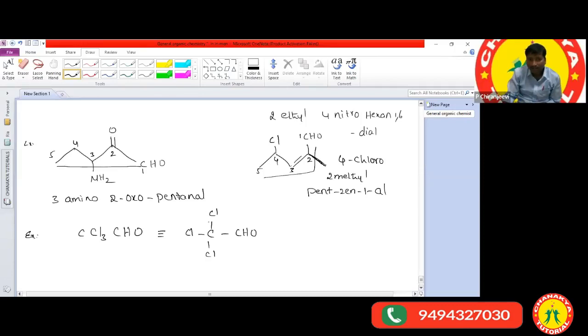It's chloromethanol? No, I'm asking the IUPAC name, not the common name. The common name here is chloral. We are discussing the IUPAC names. With me, if we go a little fast, I'll go for the cyclic compounds also. I'll teach the cyclic compounds today only.